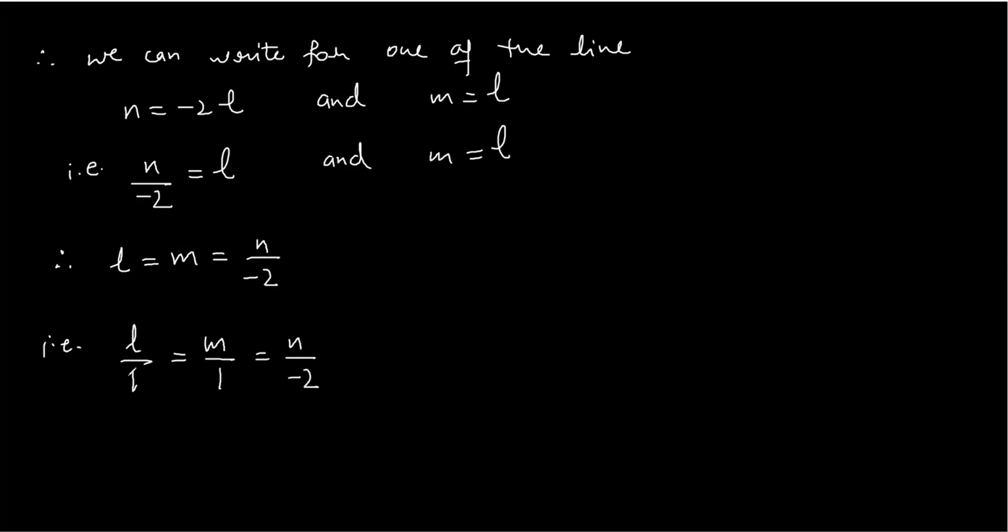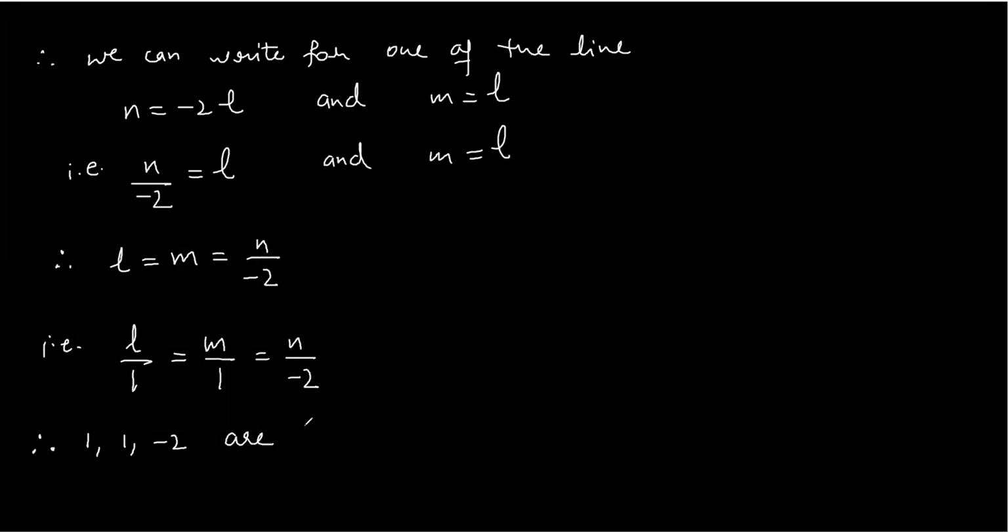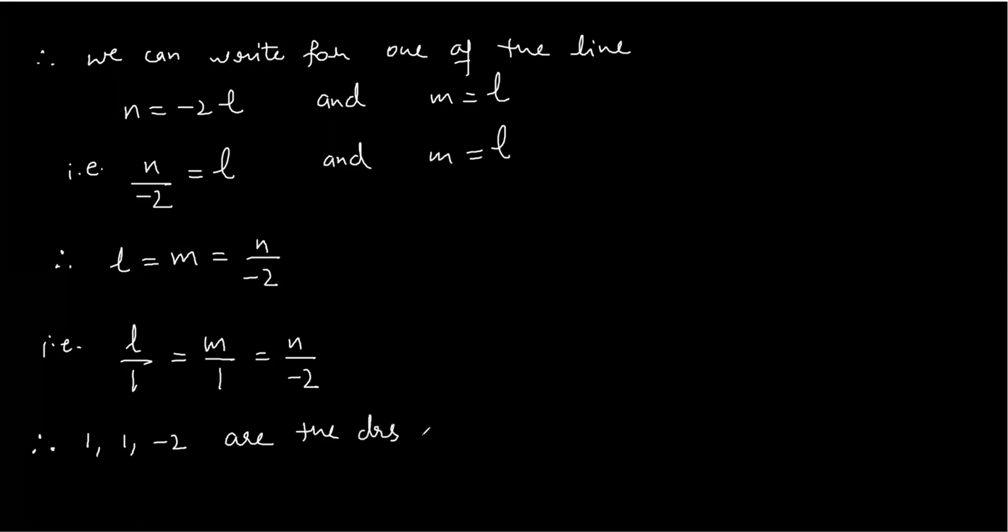Okay. Now what you can say is that these three numbers which you have in the denominator of L, M, N are proportional to L, M, N. So you will say therefore 1, 1, minus 2 are the DRs. They are the DRs of one of the lines.